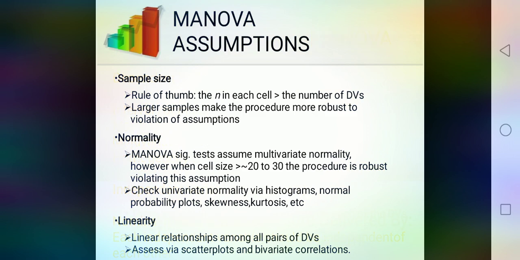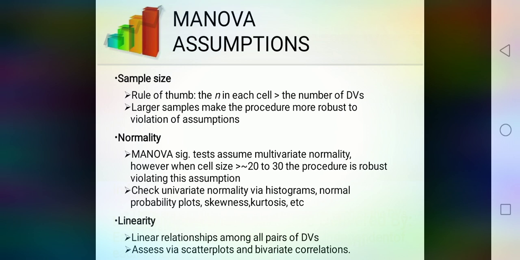Here are the assumptions of MANOVA. Sample size: as a rule of thumb, the n in each cell, that is the number of observations in each cell, should be greater than the number of dependent variables. Larger samples make the procedure more robust to violation of assumptions, so we avoid samples of small sizes.